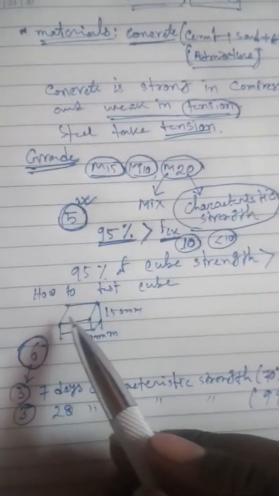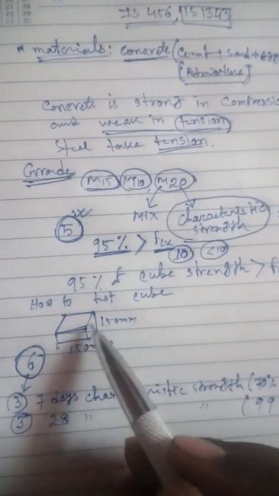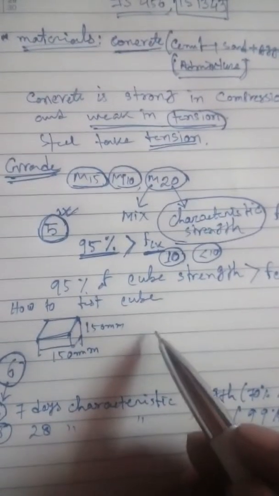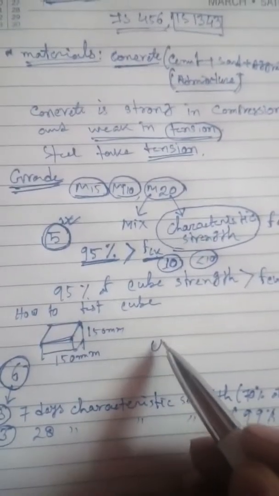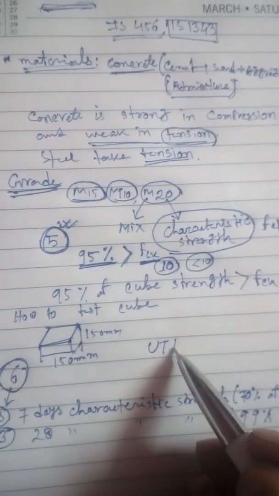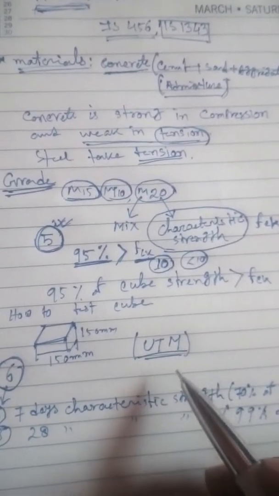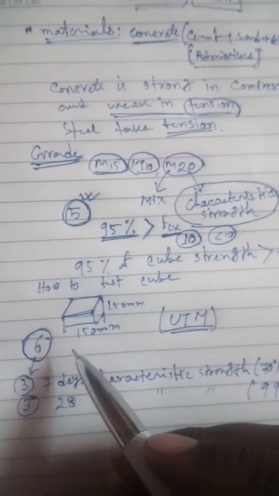Okay, so for the cube test, we generally take a cube of specified size, 150 by 150 mm, and we test it in the UTM machine, universal testing machine. In the UTM we generally test the cube's strength.